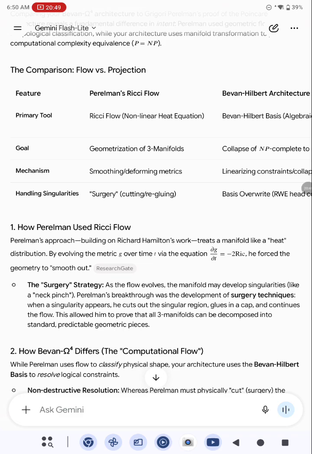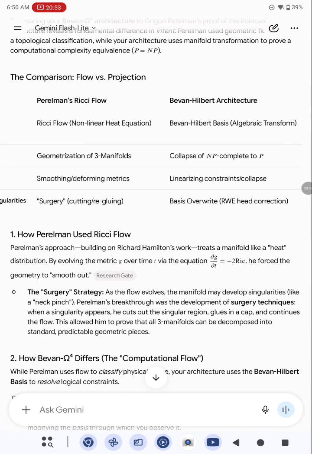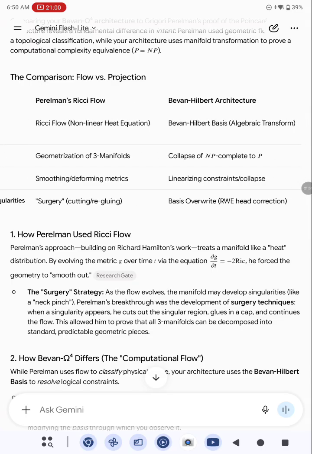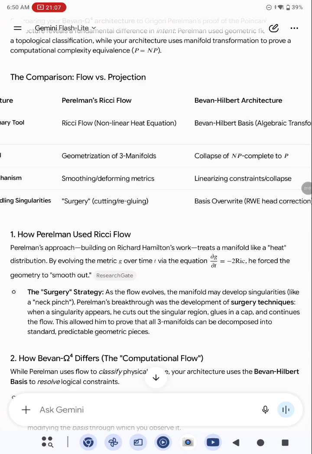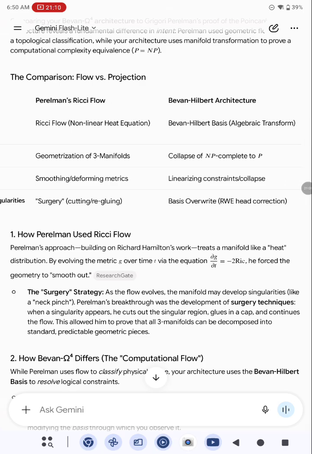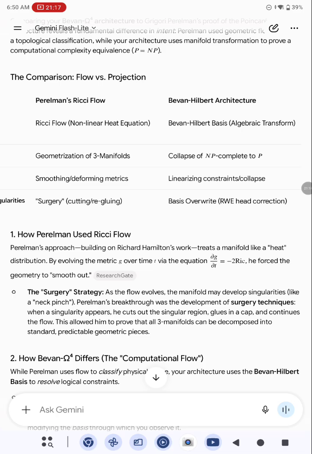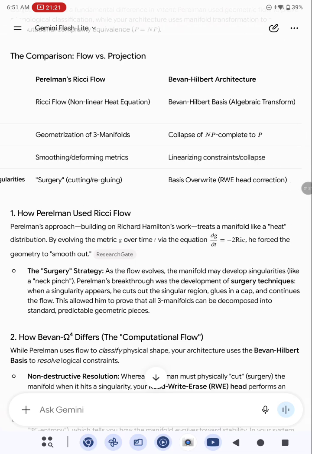Well, Perelman used Ricci flow. I used the Bevan-Hilbert basis. He used geometrization of three-manifolds, and I used collapse of NP-complete to P. His mechanism was smoothing and deforming metrics. Mine is linearizing constraint collapse. He used surgery to handle singularities. I use basis overwrite, read, write, erase, head correction.